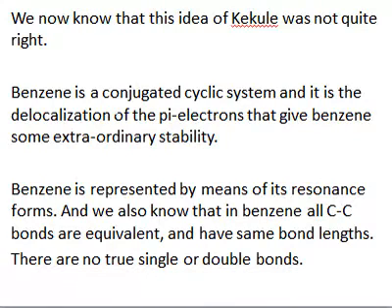So now we know that benzene is a conjugated cyclic system, and since the system is conjugated, it has delocalization of the pi electrons, and this delocalization of the pi electrons gives benzene some extra stability. Also from the previous lecture we know that whenever there is conjugation, there is delocalization, and whenever there is delocalization, we cannot write a single formula for a compound. So we have to make use of more than one structure in order to explain the structure of the actual molecule, right? So benzene is represented by its different resonance forms.